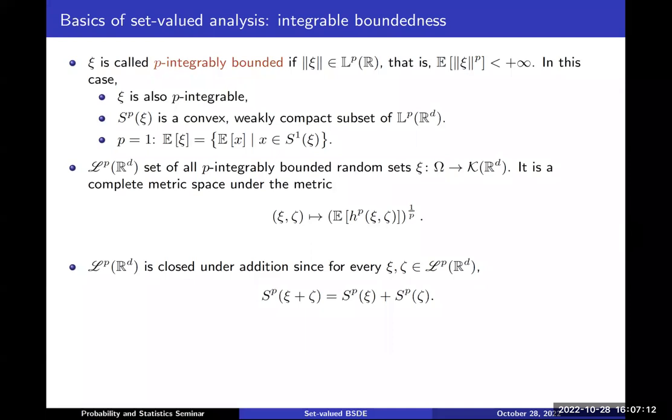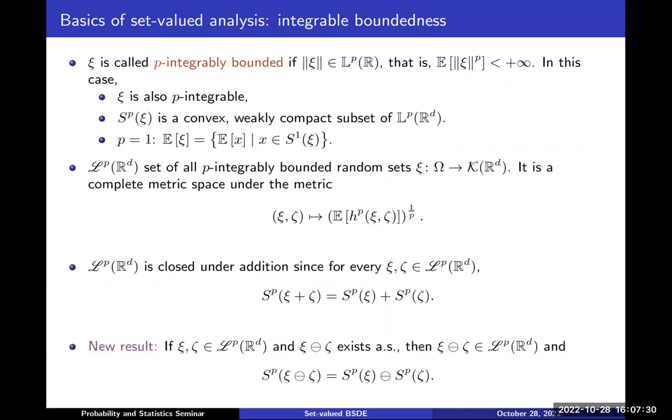If you have two integrably bounded random sets, you take their Minkowski addition. The selectors of the Minkowski addition is the Minkowski addition of selectors. That's a nice and simple result. Of course, with this result, you can immediately show that if the Hukuhara difference exists, then the selectors of the Hukuhara difference is the Hukuhara difference of selectors. So a result stated in terms of the Hukuhara difference.